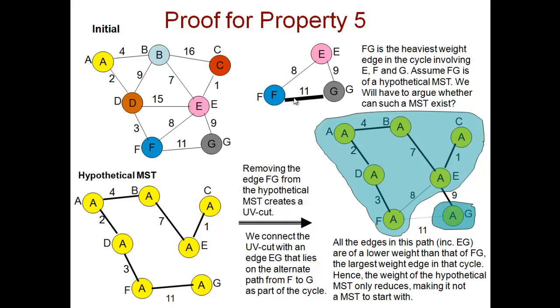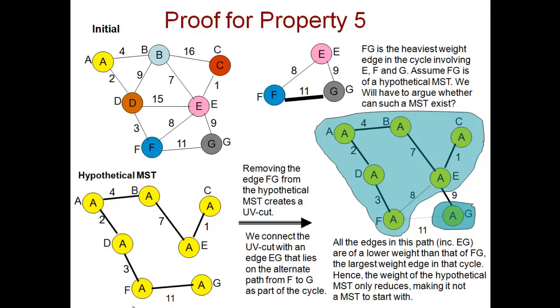So that's the property. For example, you have a cycle here from E, F, G. The largest edge weight is 11, so this edge from F to G cannot be part of any minimal spanning tree of that graph. So how do we prove that? Again, we'll prove by contradiction. Let there be a hypothetical minimal spanning tree that has F and G as part of it.